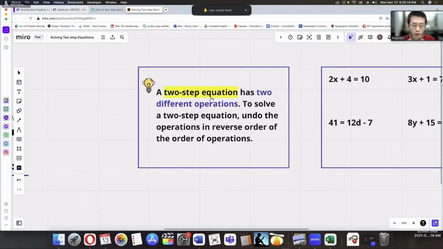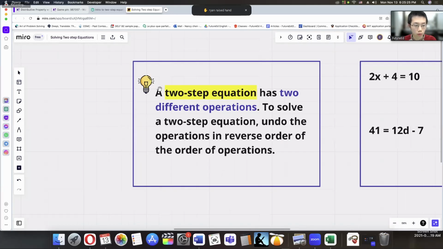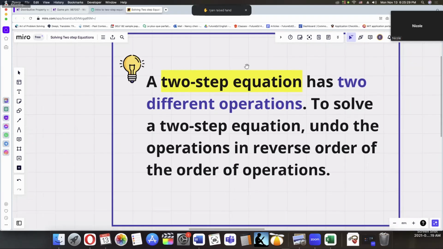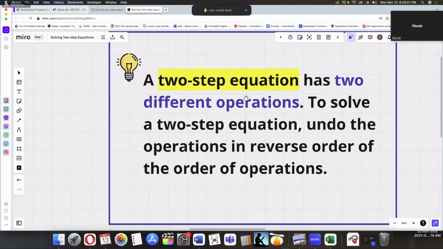Any volunteers who'd like to read this? Nicole, maybe you would like to read the light bulb box over here. A two-step equation has two different operations. To solve a two-step equation, undo the operations in reverse order of the order of operations.